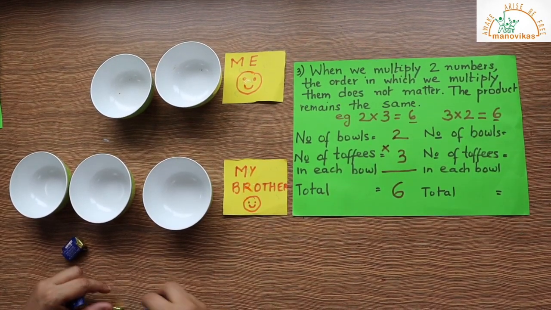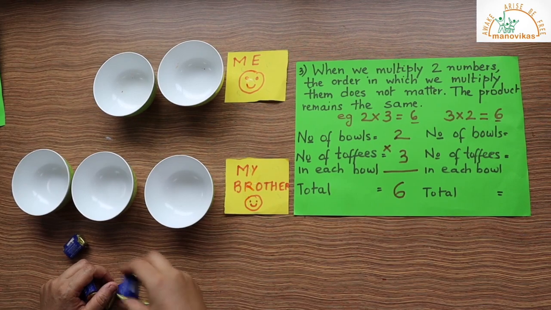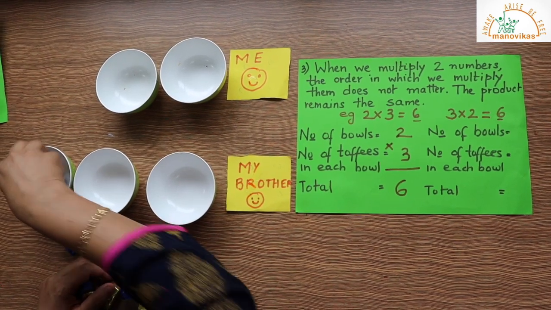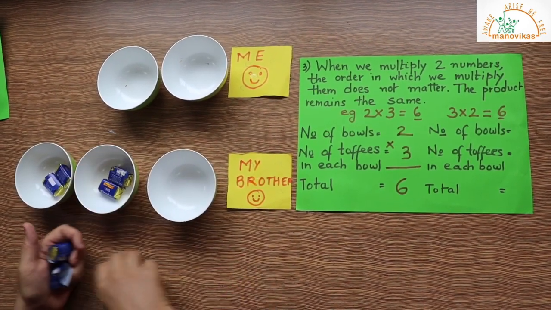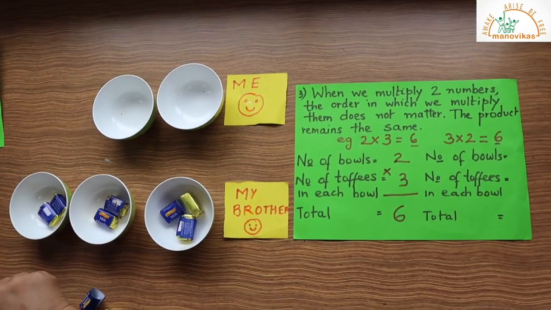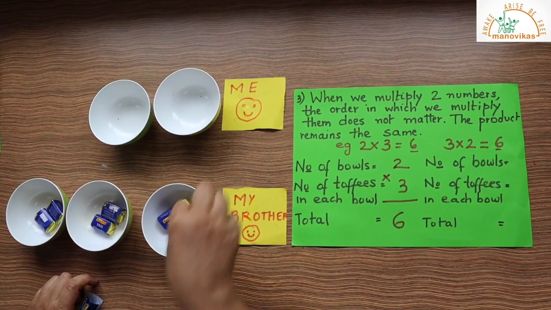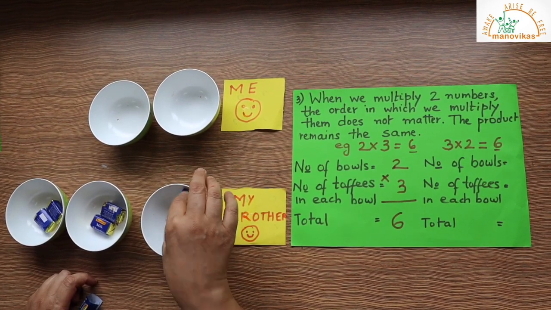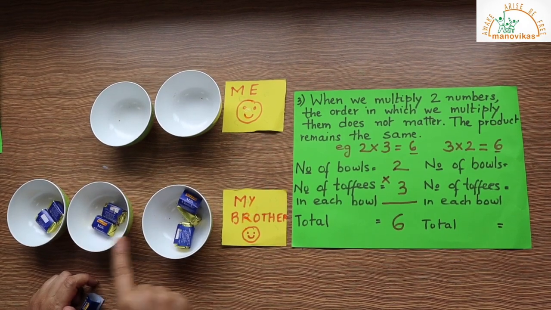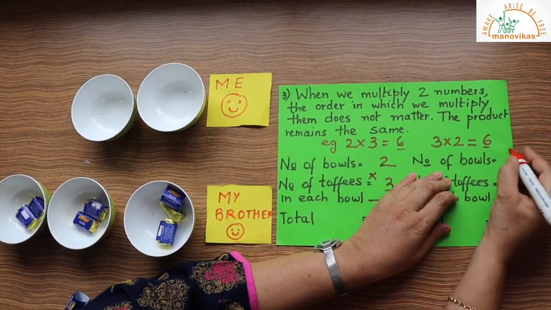What I have done is, I have 3 bowls here. Now in these 3 bowls, I put 2 toffees each. So, my brother has 3 bowls and in each bowl he has 2 toffees. See here, 1, 2, 3, 4, 5, 6. So, how many does he have now?